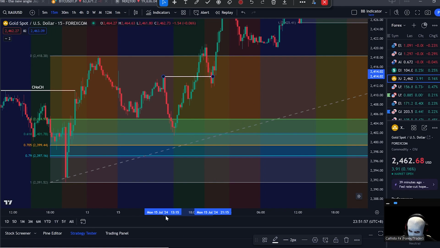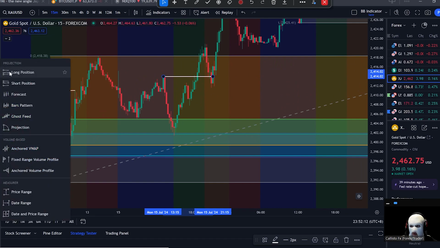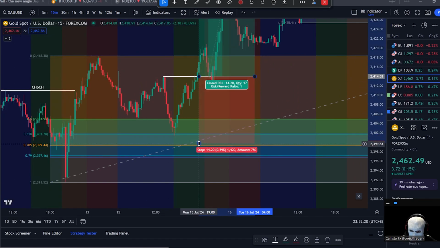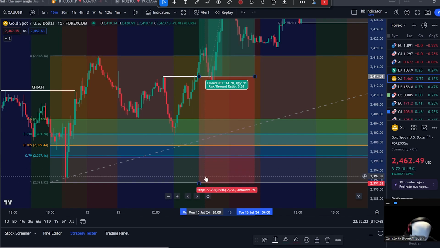This level here? Yes or no? Yes, right? Very, very good. So once we have a break above this level, great. I can look for a potential entry. Long. Bam.